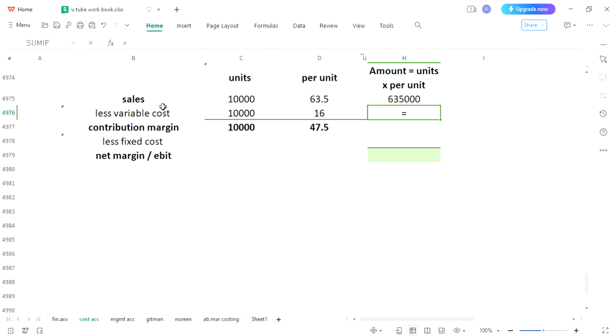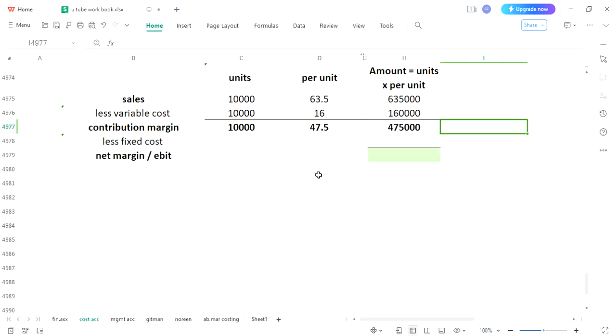Now the total amount of variable cost would be calculated: number of units 10,000 and you will multiply per unit variable cost, which is 16. Total amount of variable cost has been calculated. Now there will be 2 ways to calculate your contribution margin. Either you can multiply units into per unit. Your units are 10,000 and you need to multiply per unit contribution margin, which is 47.5. So you have got your contribution margin.